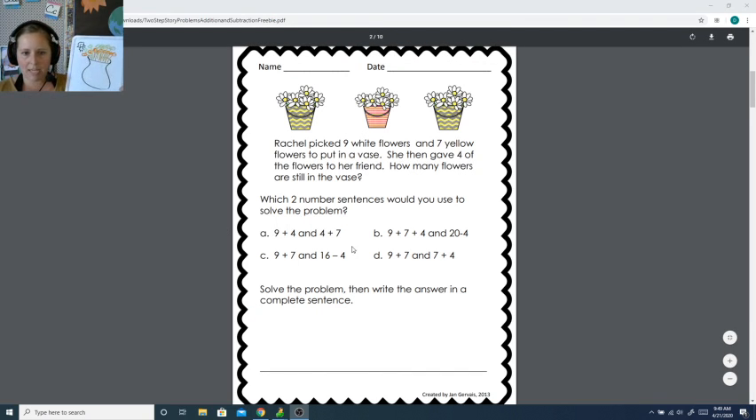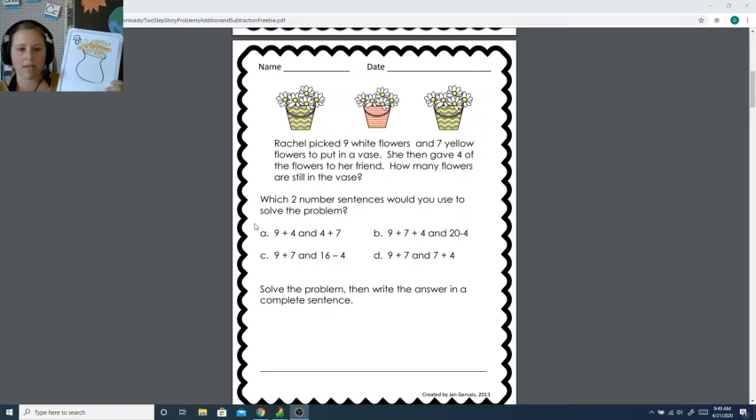Now I'm going to look at A, B, C, and D. I'm going to see which one makes the most sense. Okay, so I've got 9 plus 4. Was that the first thing I did? 9 plus 4? Well, I had 9 white, 7 yellow. So I didn't do 9 plus 4. I did 9 plus 7. Okay, so I know it's not going to be A. I could already cross that one out, say A is not it.